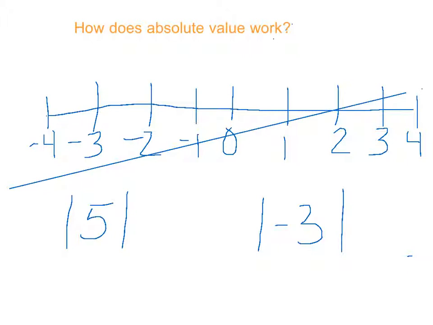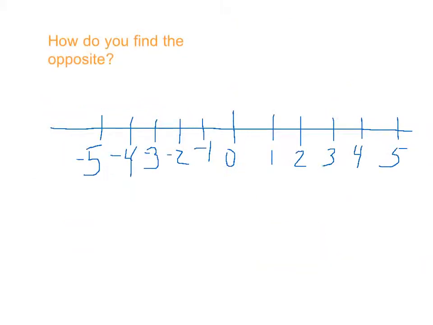Now let's look at -3 right here. Well, the absolute value is -3. Actually, that isn't correct. When we talk about absolute value, we just want to know how far away this is from 0 on a number line. It's 3 spaces away. So the absolute value of negative 3 is 3.